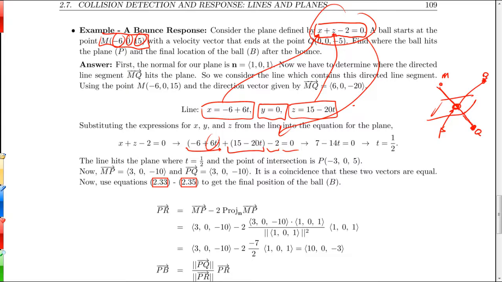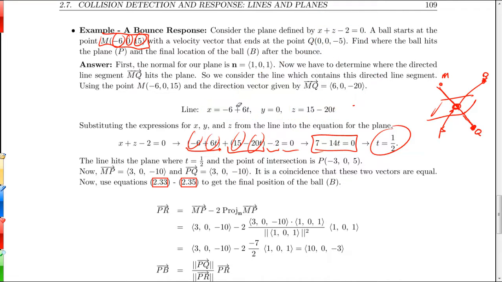So then I have a 6t minus 20t, so that's minus 14. I have a negative 6 and a positive 15 is 7. Sorry, negative 6, positive 15 is positive 9, minus 2 is 7. And I solve this for t, and I get t equals 1/2, but that is not my point of intersection, that's my time of intersection.